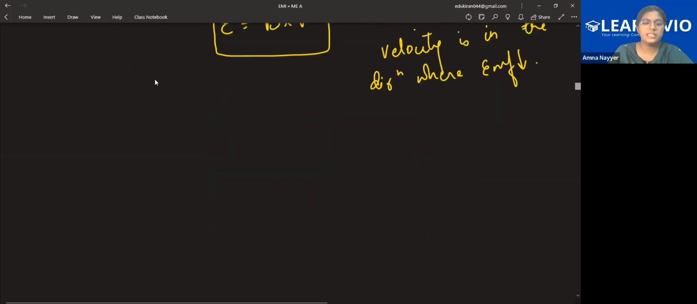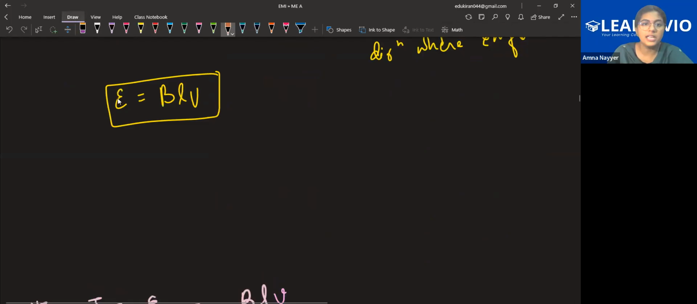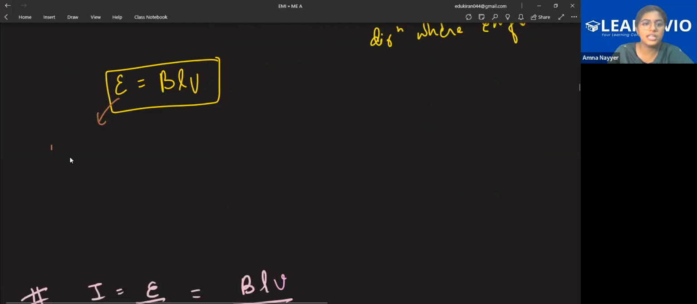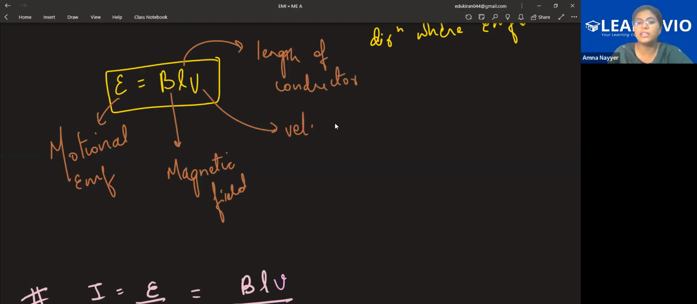So what's the formula for us? The formula of motional EMF is BLV. Let's see what is the meaning of each symbol. E is the motional EMF. This is a short topic, let's quickly complete it. B is the magnetic field. What is L? Length of conductor, not the track. And V is also the velocity of conductor.